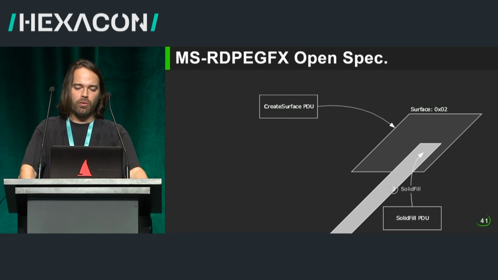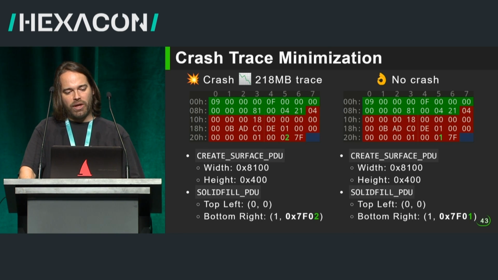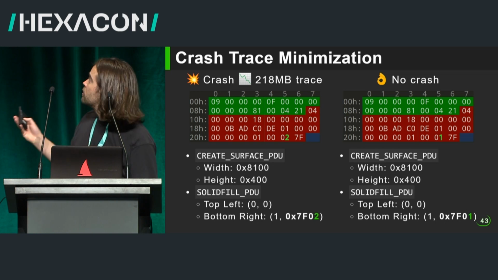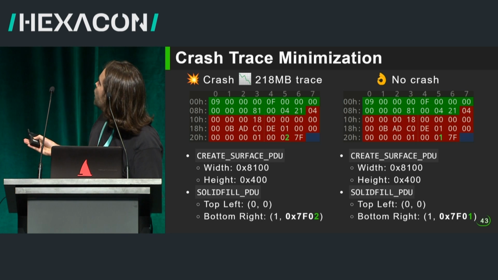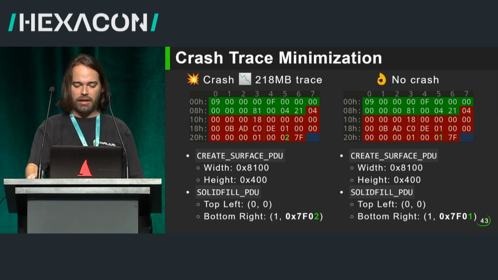And so here we were pretty confident that we had a real bug. In order to be able to analyze it, we did some crash trace minimization. It would have been pretty cool if we implemented a fuzzing strategy optimizing for short execution time, but actually we just did a handmade dichotomic search. And we ended with 2 samples, almost identical. One crashing, generating a trace with a reasonable size, and one not crashing. The only difference here is the bottom coordinate, which is slightly bigger as 7F02 in the crashing case, and smaller, 7F01, in the non-crashing case.